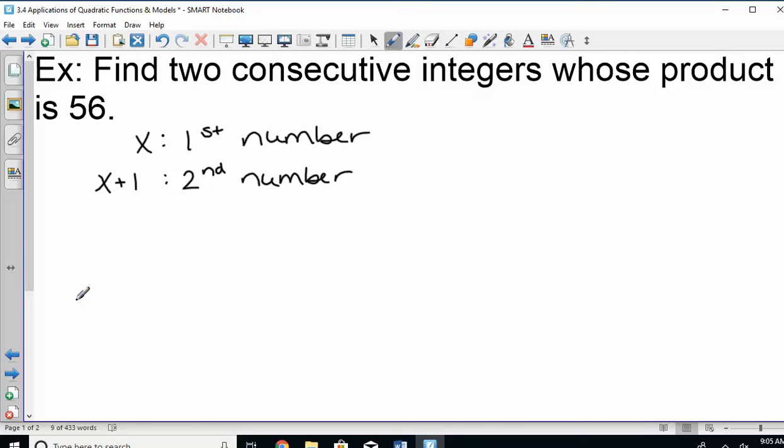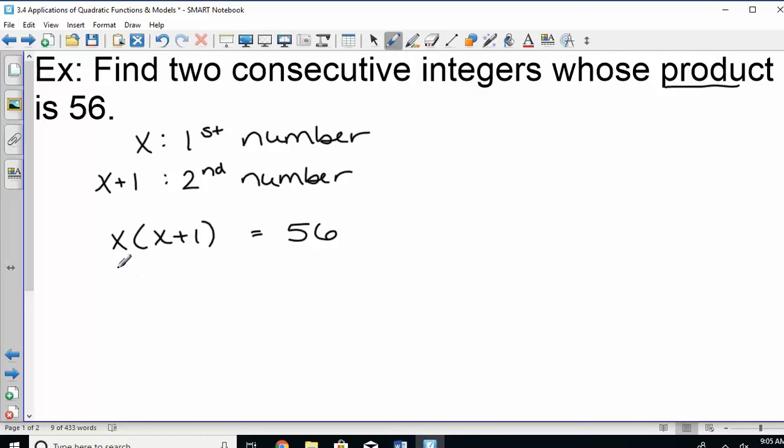Okay. Then we had to write an equation. So I said their product. What does product mean? Multiply. Is means 56. Now is this like a question I would have put on your quiz yesterday? Yeah, we could solve this.